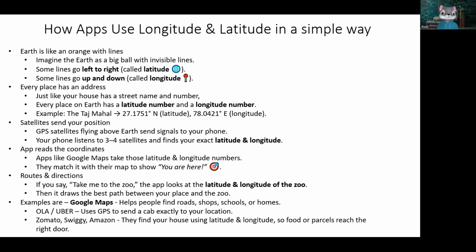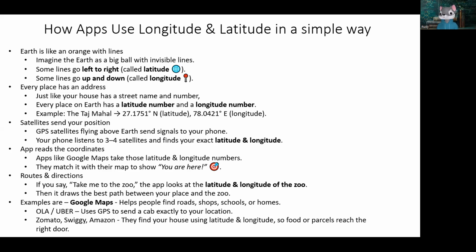For example, the Taj Mahal is at 27.1751 degrees north latitude and 78.0421 degrees east longitude. Satellites send your position. There are many GPS satellites flying above the Earth that are made to see longitudes, and this is why we can see the longitudes and latitudes on Google Maps and many other apps.